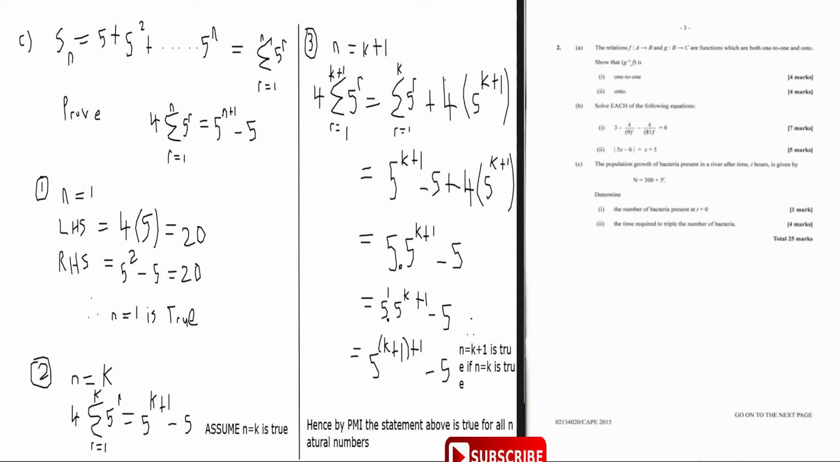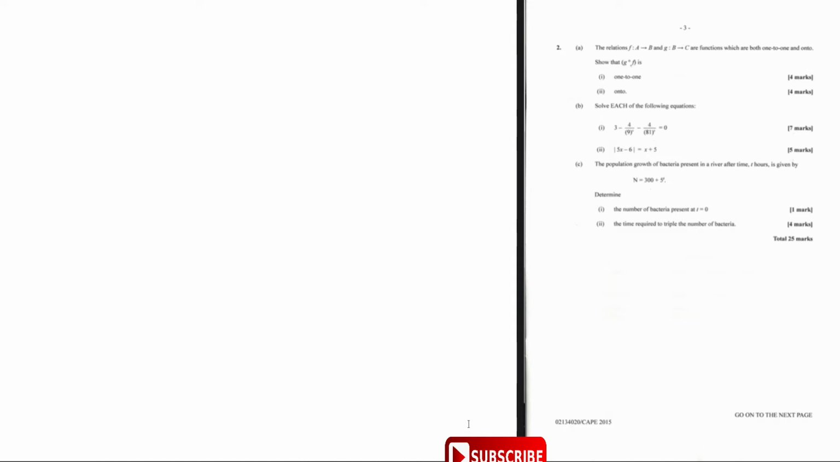Question 2 says, the relation f is such that it maps set A to set B, and set G is being mapped from set B to set C. They are functions which are both one-to-one and onto. Show that G of f is one-to-one and onto. So there are 2 ways we can really do this proof. Let's write down what they say.